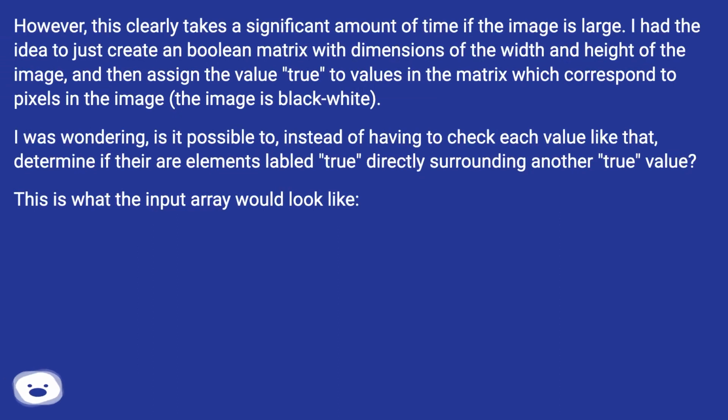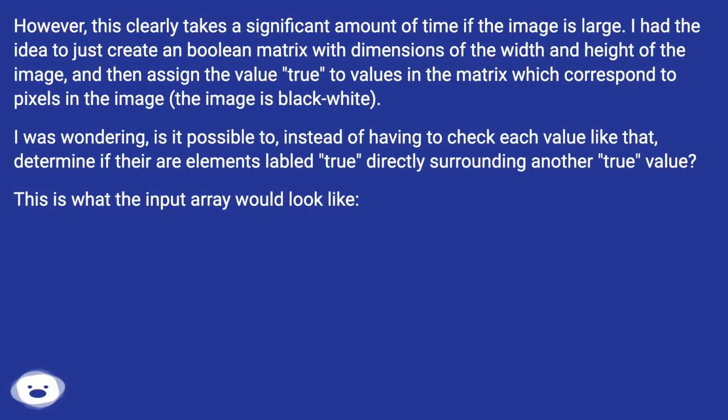I had the idea to just create a Boolean matrix with dimensions of the width and height of the image, and then assign the value true to values in the matrix which correspond to pixels in the image. The image is black-white. I was wondering, is it possible to, instead of having to check each value like that, determine if there are elements labeled true directly surrounding another true value?